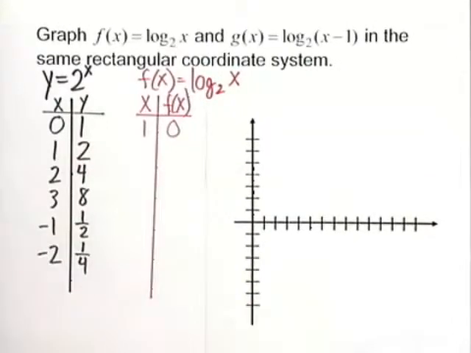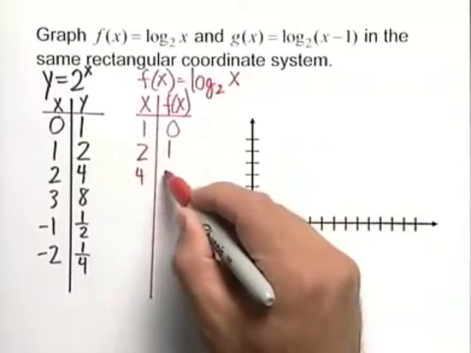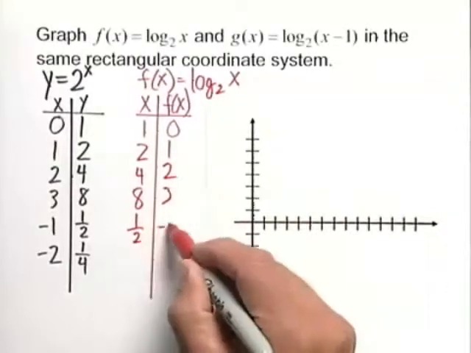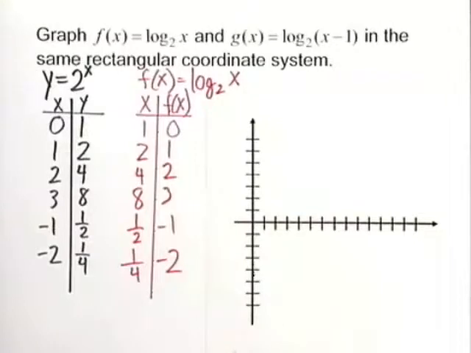And you can see I've written it already here. 0, 1 becomes 1, 0. Similarly, 2, 1, 4, 2, 8, 3, 1/2, -1, and 1/4, -2. And from these ordered pairs now, we can graph log base 2 of x.